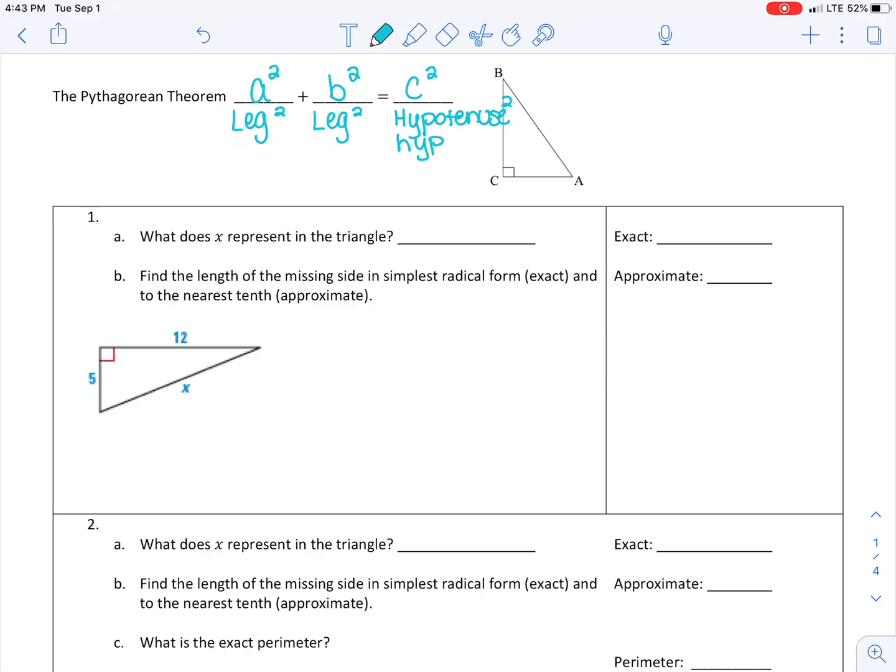Okay, so we're looking at this triangle here. We're going to say that this right here is our C. So the side across from our right angle, so our longest side of our triangle, is our hypotenuse. So I'm going to put that off to the side. So hypotenuse is the longest side.